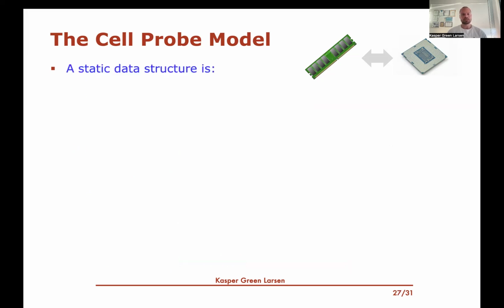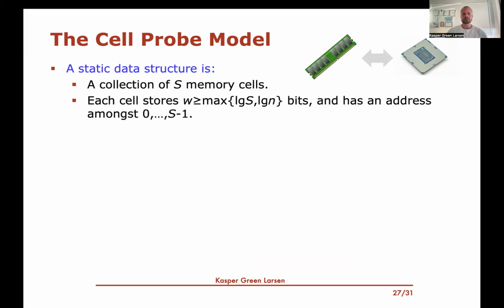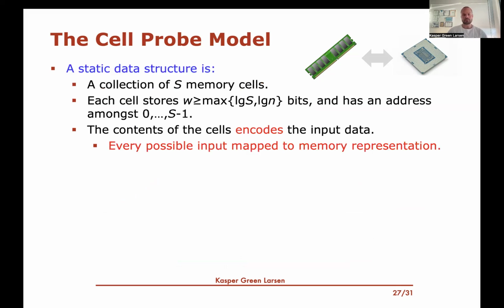Good. So in summary, a static data structure is, in the CellProbe model, a collection of S memory cells. Each of these memory cells stores W bits. W is at least the maximum of log S and log N. And each of the memory cells has an address from 0 to S-1, where S is the space usage of your data structure. The contents of the cells encode the input data. Which basically just means that every possible input that you could receive to your data structure problem is just mapped to some memory representation. And in this model, we don't care about how you compute this memory representation. There's just a mapping from inputs to memory representations.